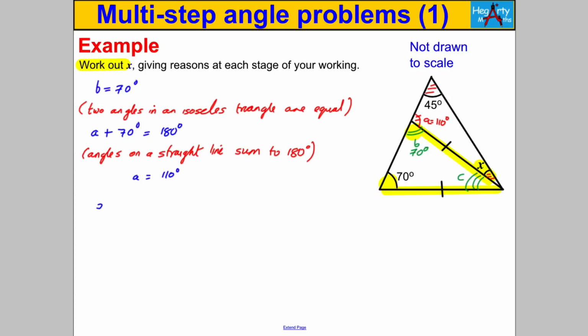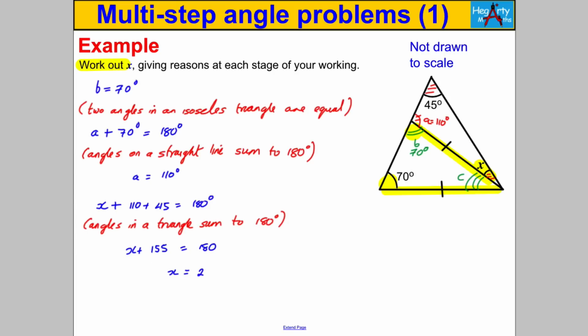Because what I can say is that the angle X, which I don't know, plus A, which is 110, plus this 45, that must add up to 180 degrees. And the reason, in brackets, is angles in a triangle sum to 180. So, therefore, adding these two, I would get that X add 155 would be 180. And taking 55 off both sides, I would get that X is therefore equal to 25 degrees. And we're done. Next question.